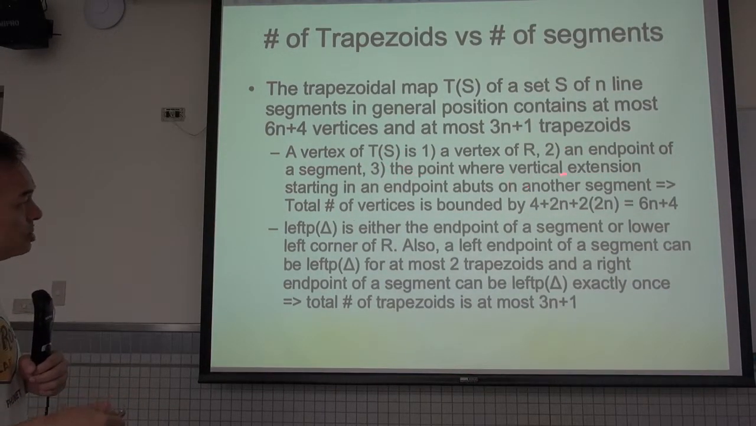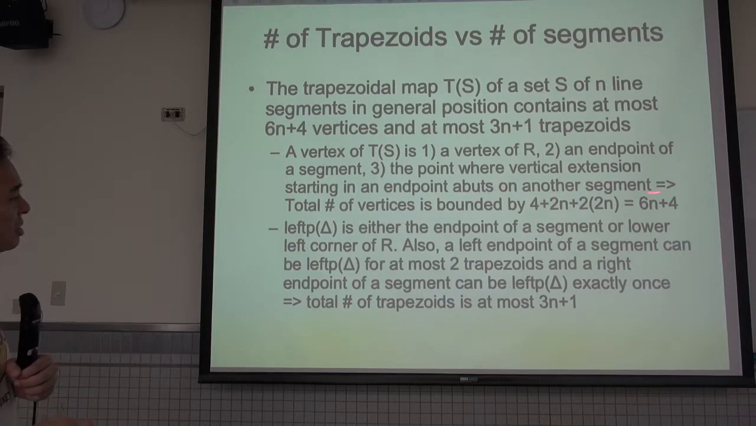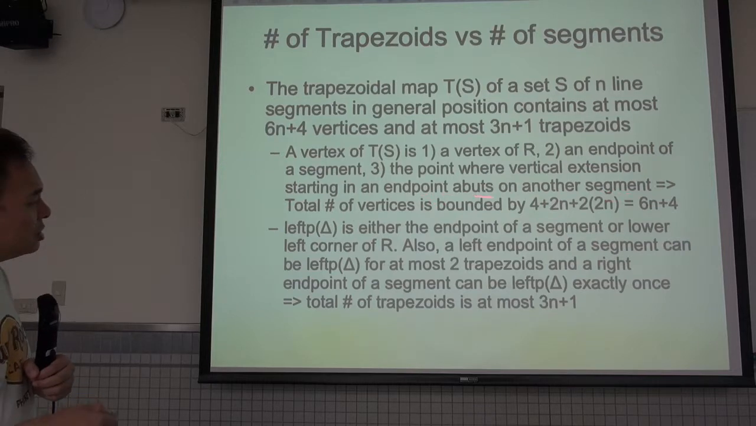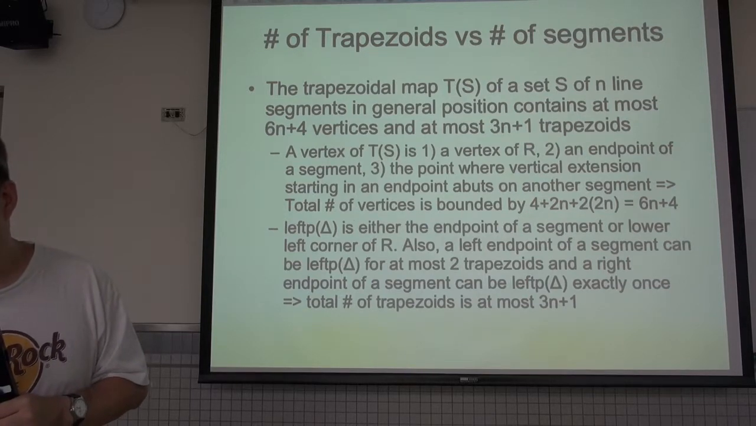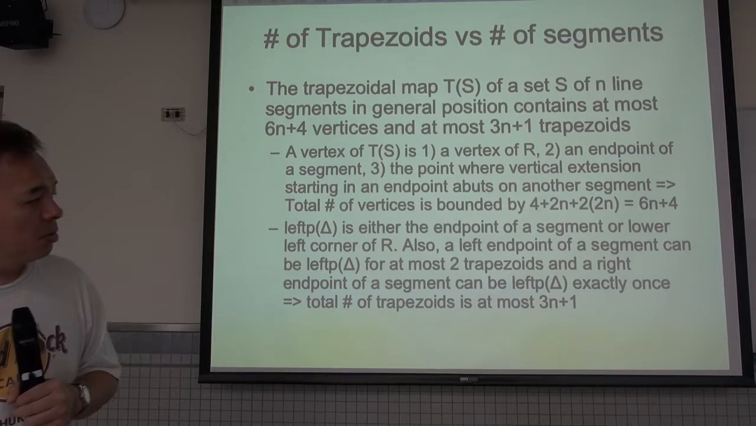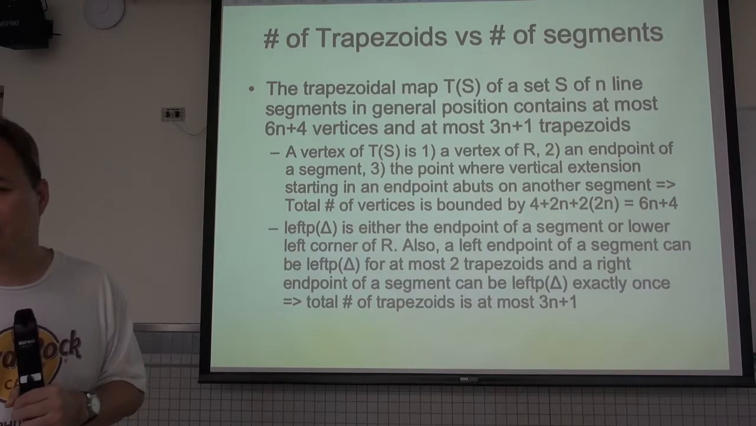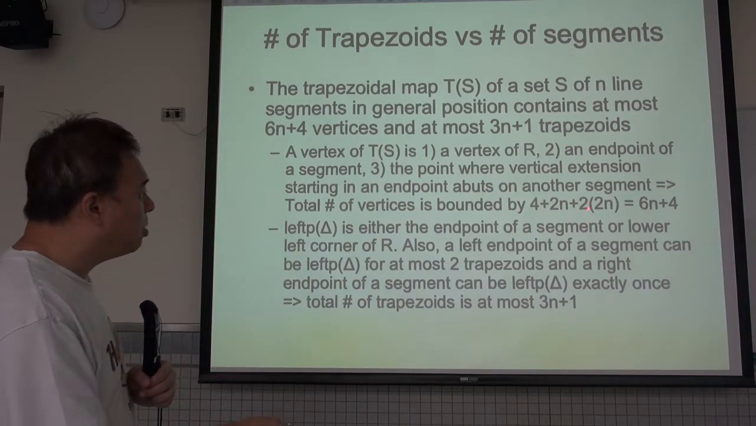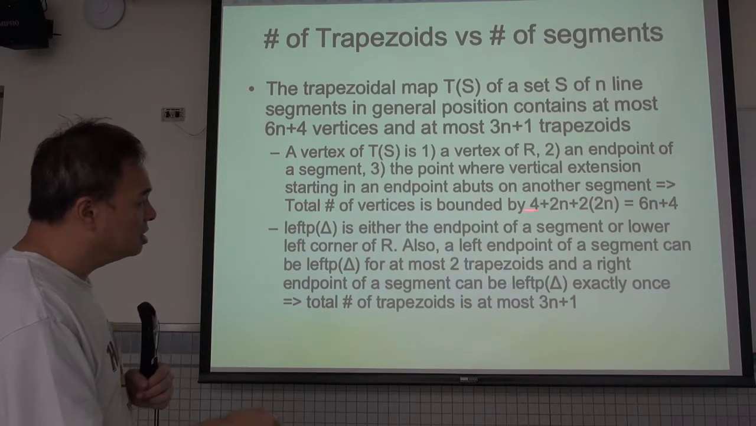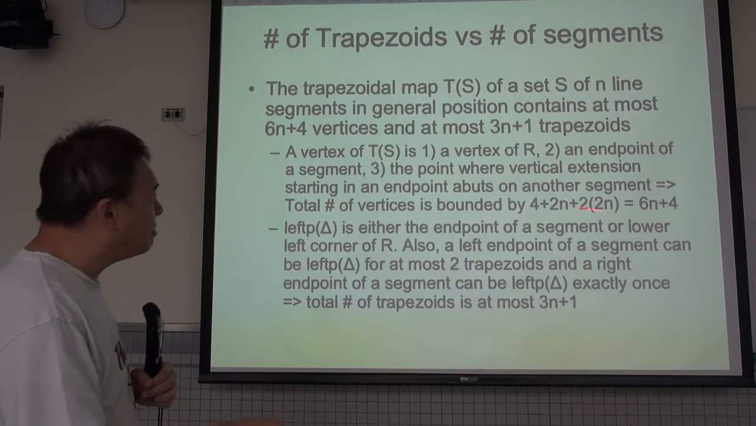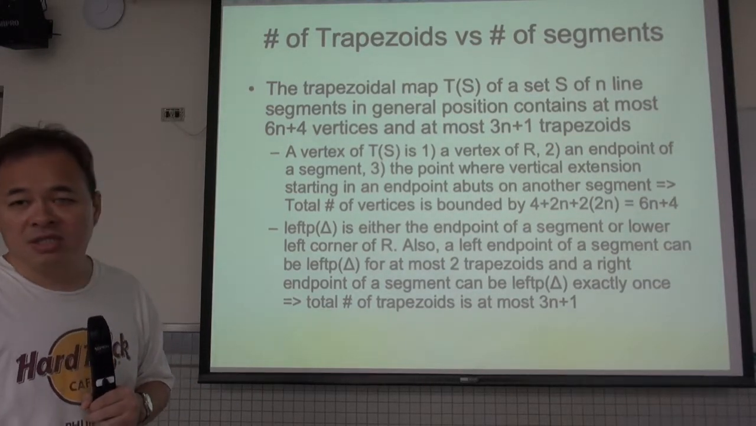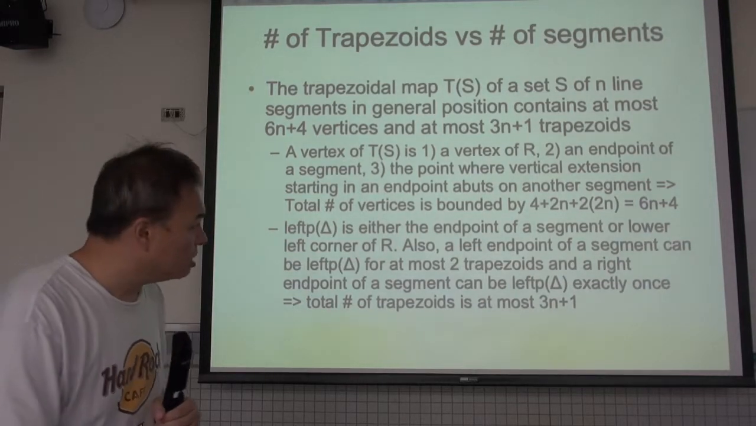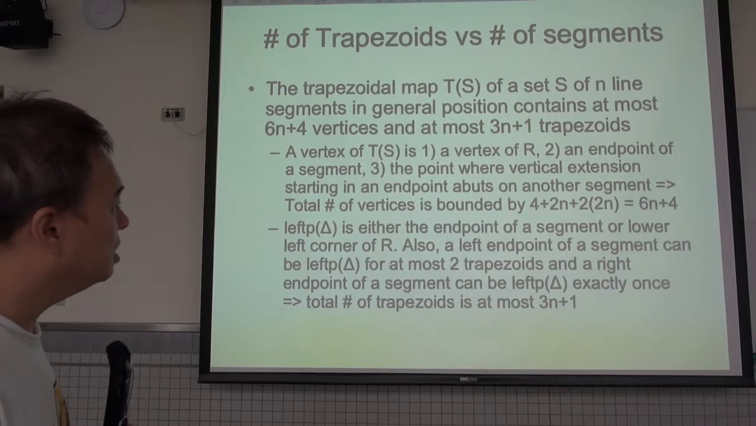Also, the points where vertical extensions starting at an endpoint intersect another line segment. For each endpoint, it can contribute at most 2 additional points. So the total will be 4 plus 2n plus 2 times 2n, equal to 6n plus 4. This is the upper bound, not the exact number, by the way. You can see that it is linear in the number of line segments.